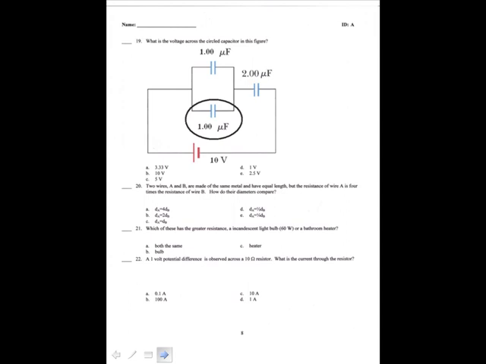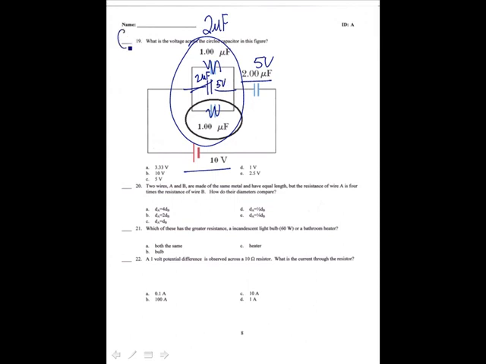Alright, what is the voltage across the circled capacitor in this figure? Well, we know that the equivalent capacitance of this is 2 microfarads. So if I were to replace this with a capacitor, it would be a 2 microfarad capacitor. So we have a 2 microfarad and a 2 microfarad splitting the potential of 10 volts. That means I have 5 volts across this and 5 volts across this. Now the 2 microfarad is actually two 1 microfarad capacitors in parallel, but capacitors in parallel have the same potential, so they both have 5 volts. So the answer is C.